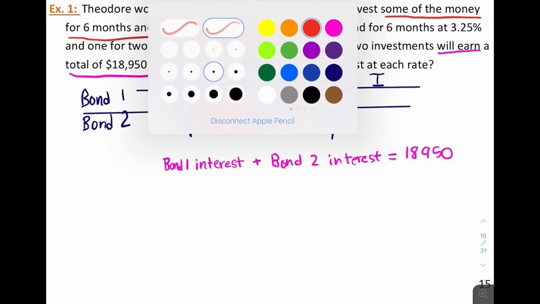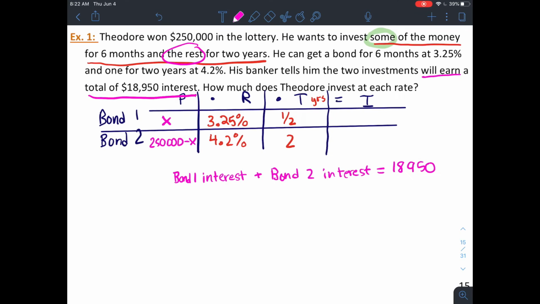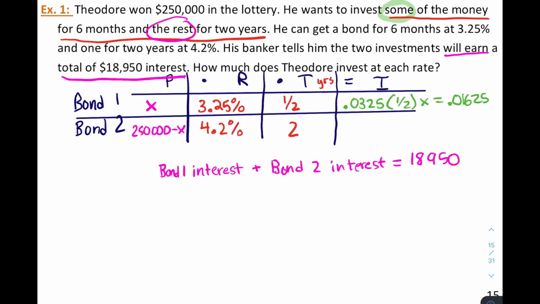So let's calculate those interest amounts from each bond, but first we need to take care of our principal. So we're investing some money for 6 months. I'm just going to call that X, and the rest of it for 2 years. Now, if you think about the rest, that's all that I have left after I take away the amount that I put in my first account. So it's $250,000, my total amount that I had, minus X, the amount that I put into bond 1. Then I'm going to multiply all of those together to get my expressions for my interest amounts earned from bond 1 and bond 2.